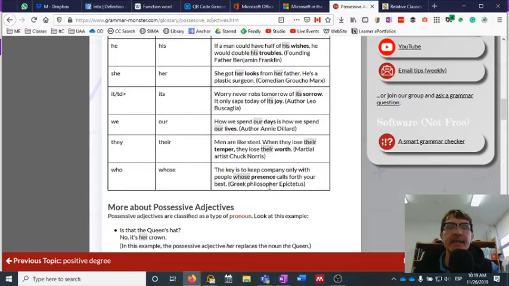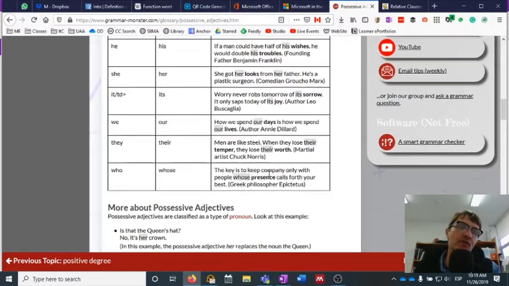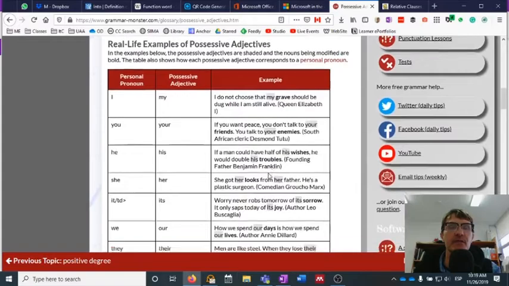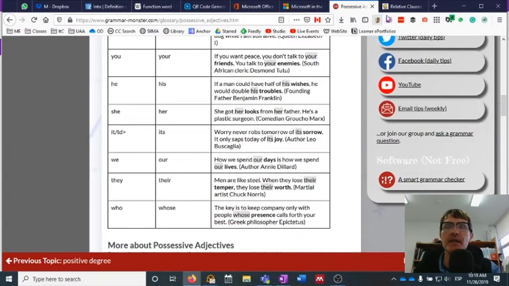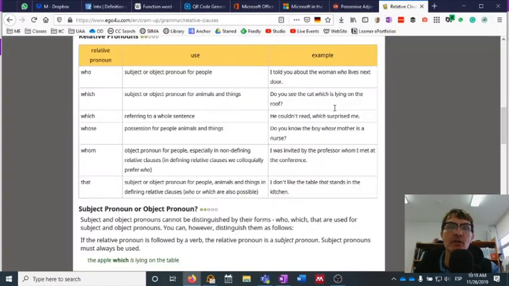So don't get confused if you label it as a possessive adjective or as a possessive pronoun. It does begin a relative clause, however, and just remember that it does show possession. Again, here's another example where you have whose, right? Whose mother is a nurse. The boy whose mother is a nurse. This is another example of using whose as a possessive adjective or possessive pronoun that begins a relative clause.